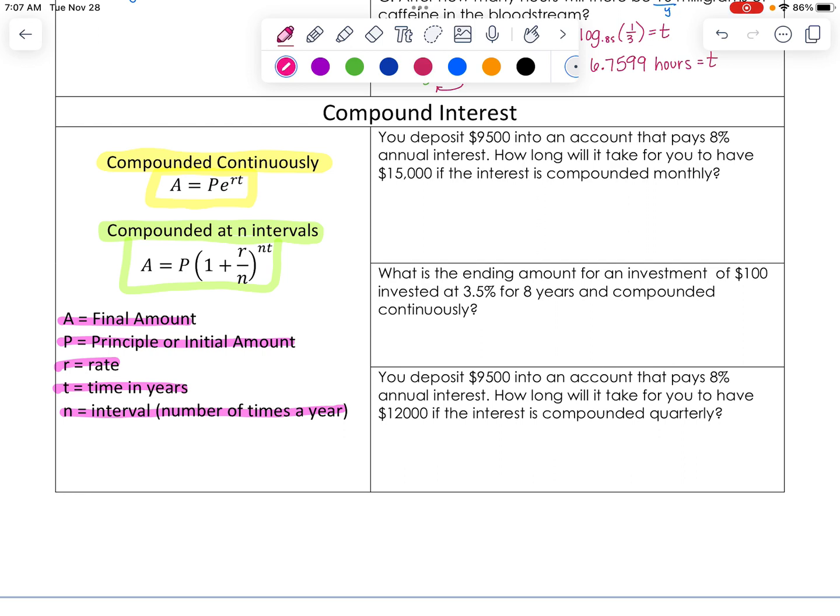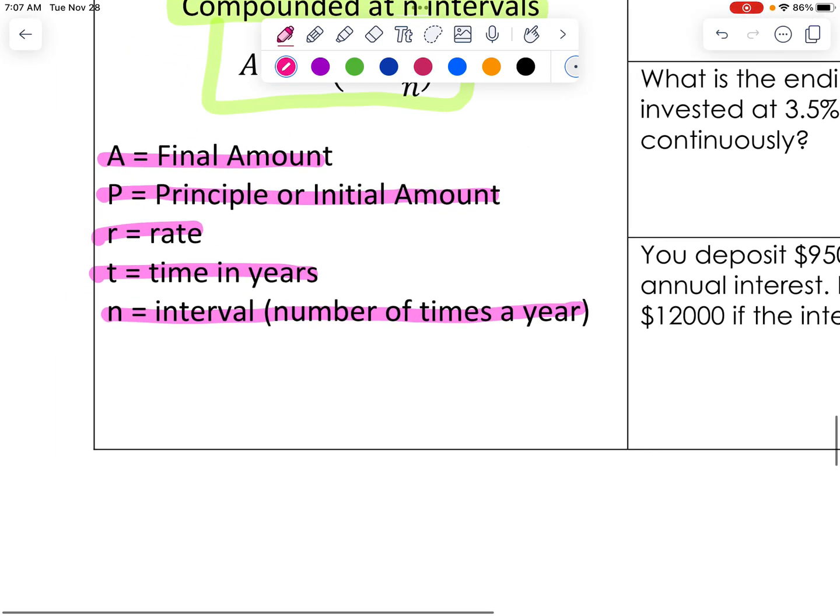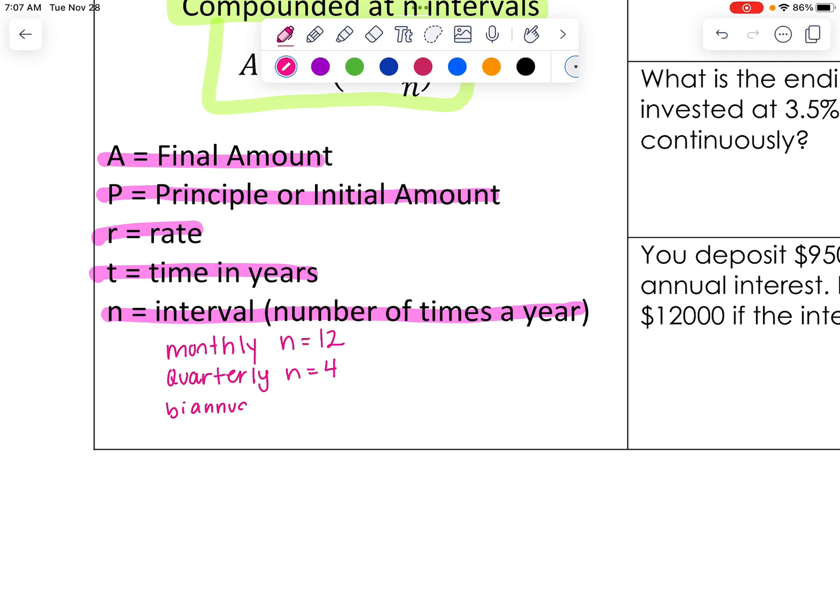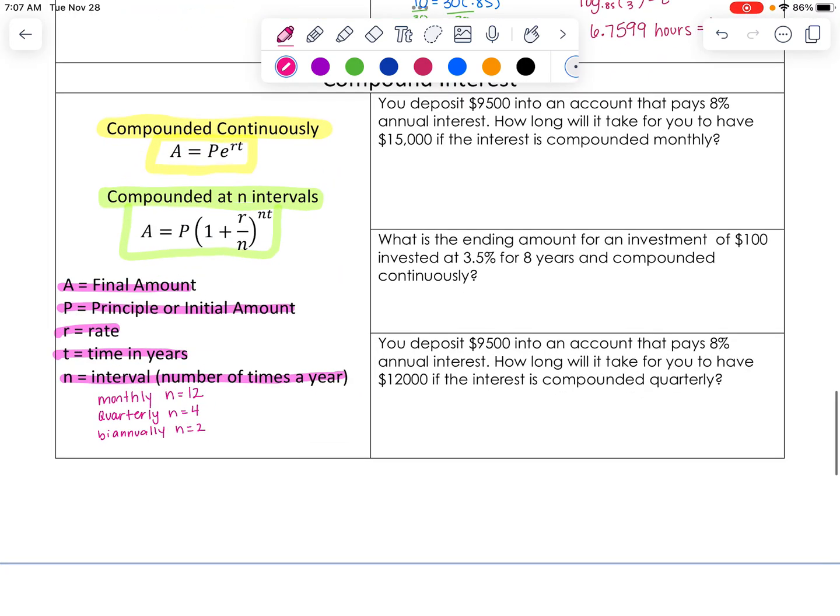So for example, some of these intervals might be monthly. If it happens monthly, then it happens 12 times a year. Maybe it happens quarterly. Quarterly would mean 4 times a year. Maybe it happens biannually. That would be 2 times a year. So it just depends on the problem itself.